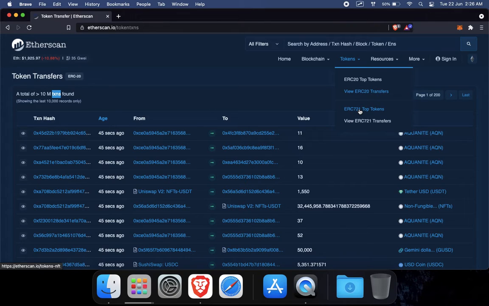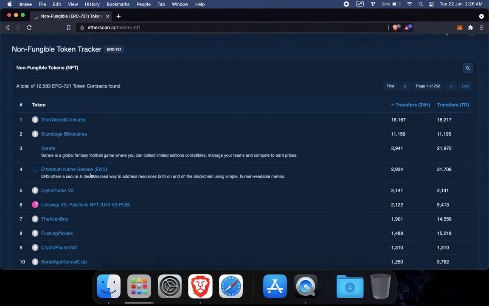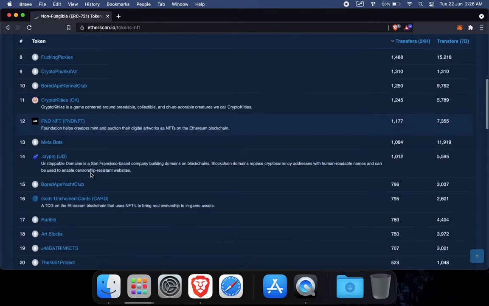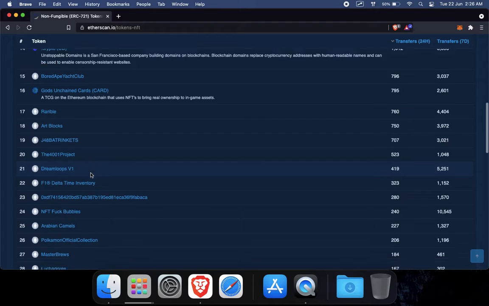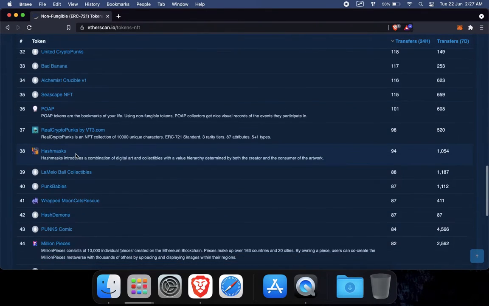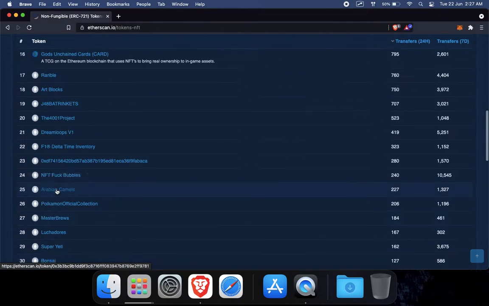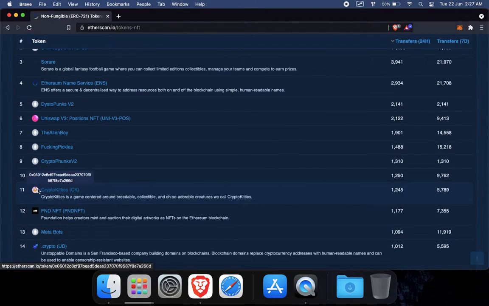Okay, ERC-721. So these are NFT tokens, right? They're unique tokens. ERC-20 tokens are cryptocurrencies, right? Whereas ERC-721, these are NFT contracts. So the Wicked Craniums must be some kind of NFT. Let's find an NFT I'm familiar with. Let's see, Rarible, Pokemon. Oh, I had a Pokemon, I think. I tried to get Pokemon. POAP, I've used that. Crypto Trunks. Let's see, there's a Crypto Punk. CryptoKitties. Okay, so CryptoKitties is one of the first few NFTs, if not the first.